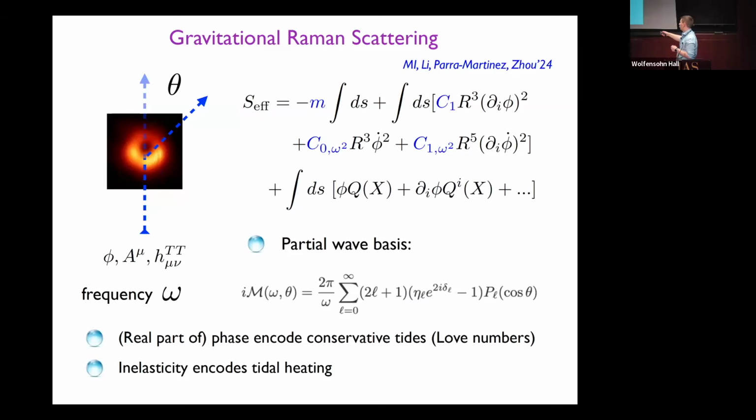So this calculation in general is quite complicated. So we started with a scalar example. So here you can see the scalar worldline action. It's very similar to the one that I showed you before. And we carry out this calculation in the partial wave basis, where basically each tidal operator corresponds to a particular partial wave, and also where there is a very clear separation between dissipative and conservative effects. Dissipative effects change the inelasticity parameter, and conservative effects affect the phase.